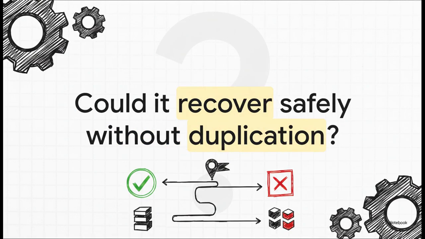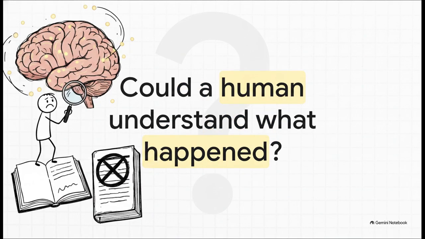Third, could it recover safely without duplicating execution? Did your durable state checkpoints actually work, or did the system just start over and run a critical business action twice? And finally, could a human operator understand what happened? Look, AI neural networks can be incredibly opaque. Diagnosing a failure is sometimes like trying to find a typo in a dictionary, where every single word is written in invisible ink. If a human can't trace the data provenance and understand the AI's reasoning during a failure, your system simply isn't ready for production.